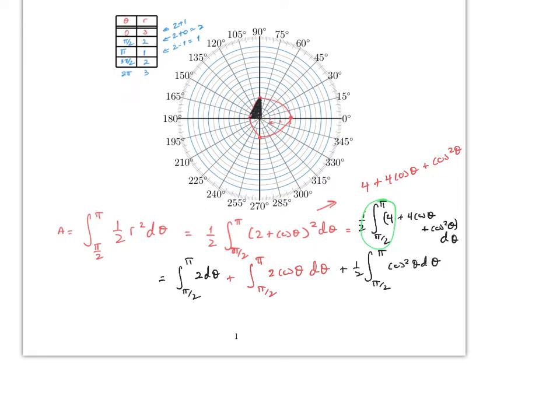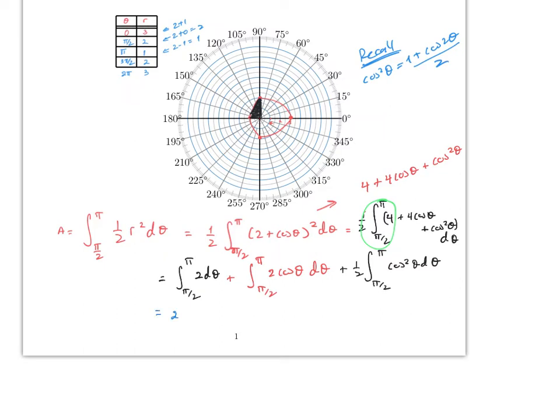Now remember the cosine squared is one of the identities we used before. Cosine squared theta is equal to (1 plus cosine 2 theta) divided by 2. Alright, so therefore the integral of this one should be easy.